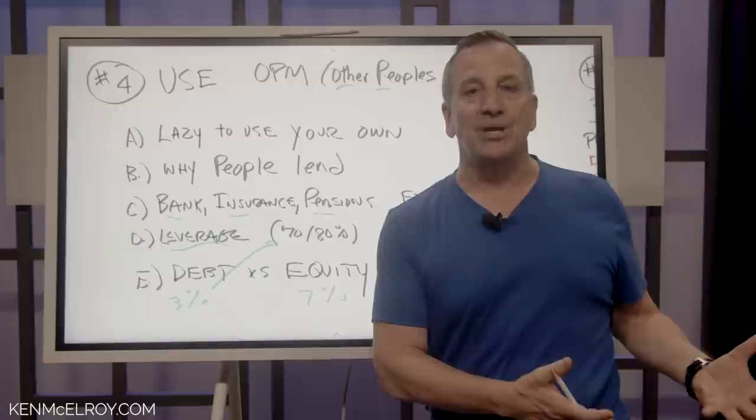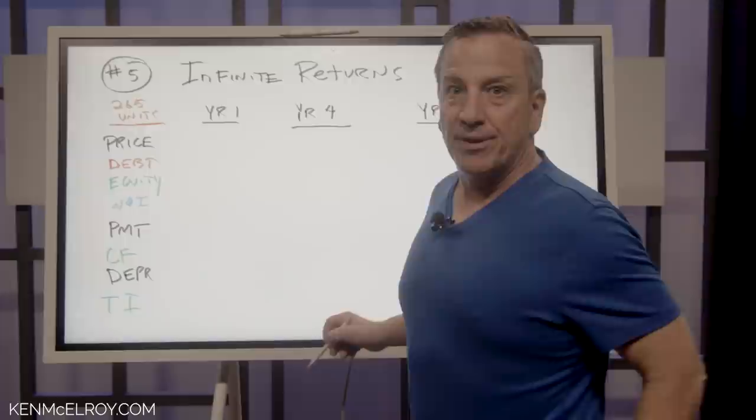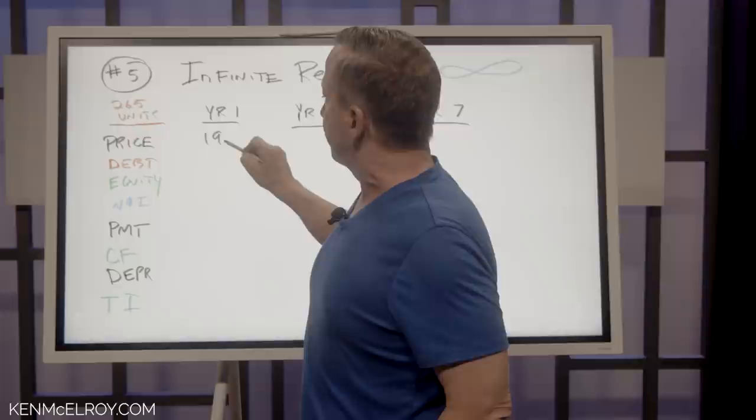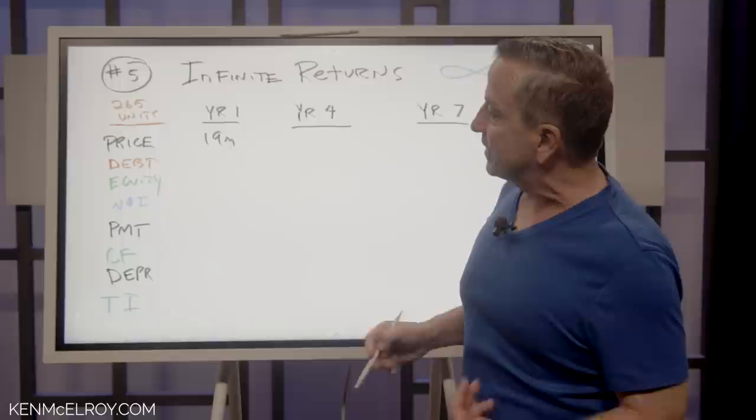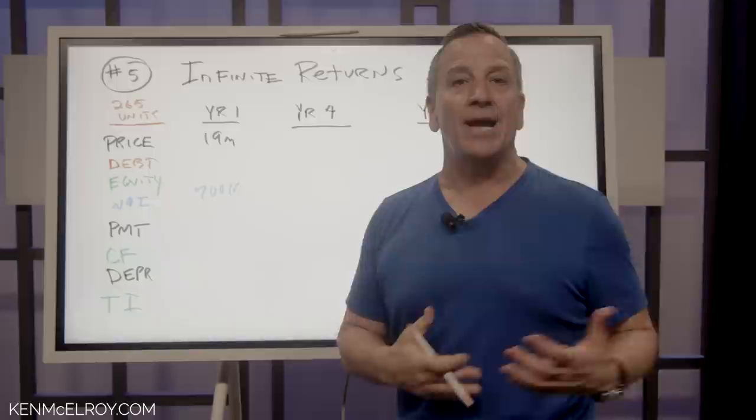So let me give you a real example of a property that we did. So we found this property, and it was a property that was for sale for $19 million. It was 265 units sitting in a beautiful area of Arizona. And we went to the bank and we said, how much do you think that you're gonna be able to give us in the form of debt? And the property at the time had about a $700,000 NOI, which of course is income minus expenses.